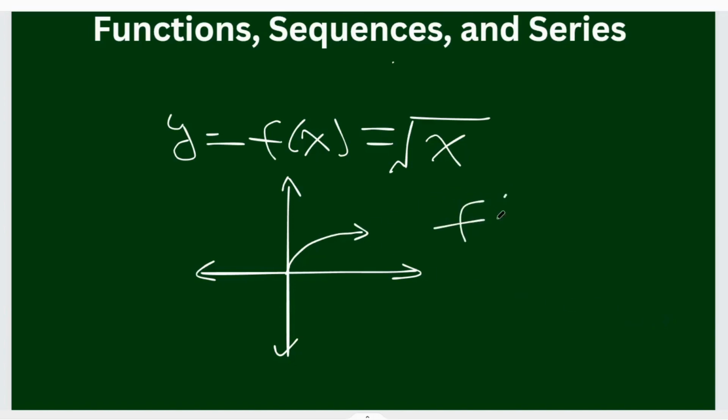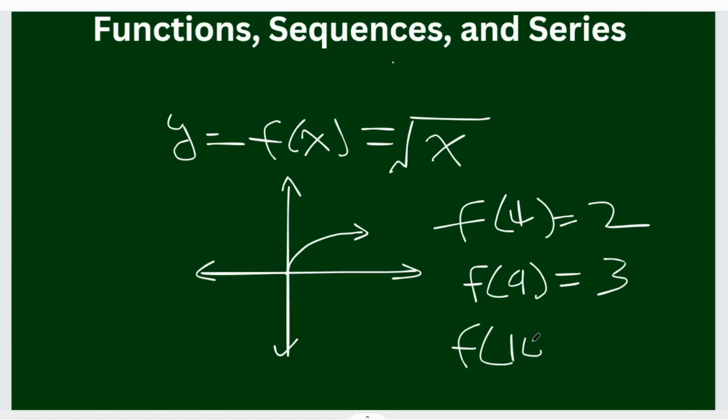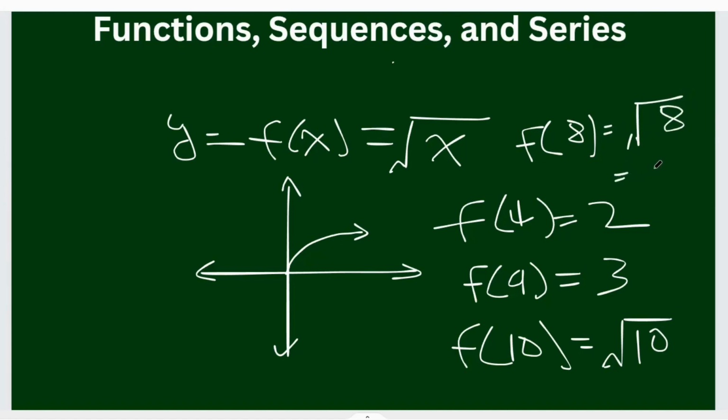Well, if you just input, for example, f(4), then you get 2, right? The square root of 4 is 2. f(9) is equal to 3. And since this is only the positive, we're not writing negative, right? We're only getting the positive value. So it's still just one value for these inputs. So yes, it is a function. f(10) is equal to the square root of 10. And for example, f(8) would equal the square root of 8, which is equal to 2 square root 2. But we're only getting the positive value. Therefore, this is indeed a function.